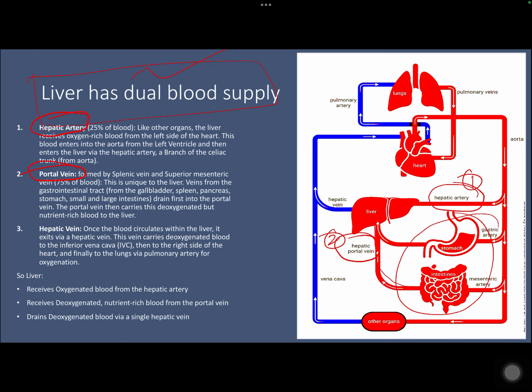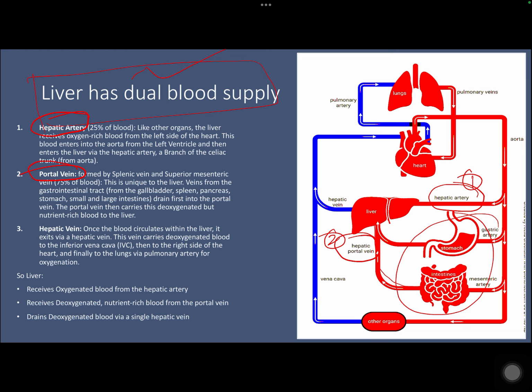Via the hepatic portal vein. The reason is so that the nutrients get stored in the liver, or so that the toxin detoxification function can act. That's why the blood from the intestine, or the gastrointestinal tract, is first carried to the hepatic portal vein.